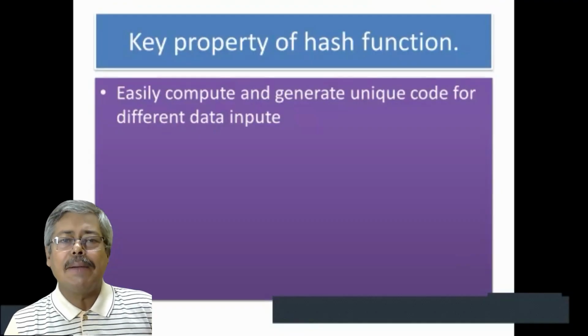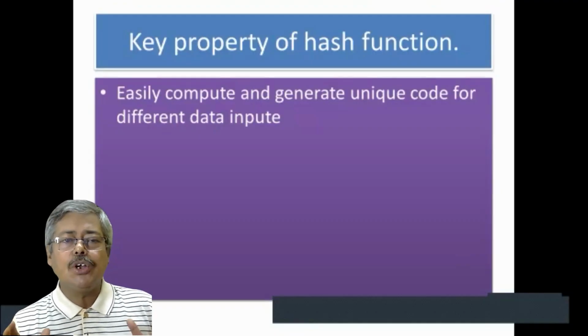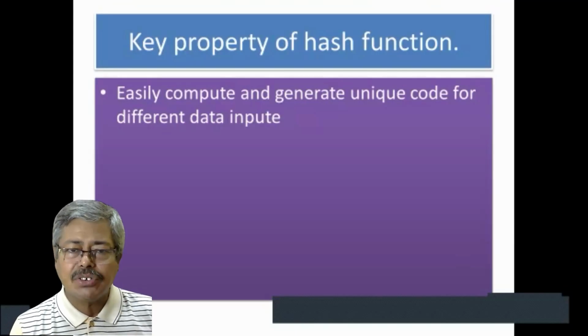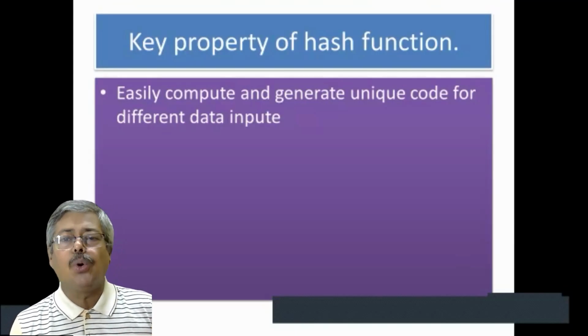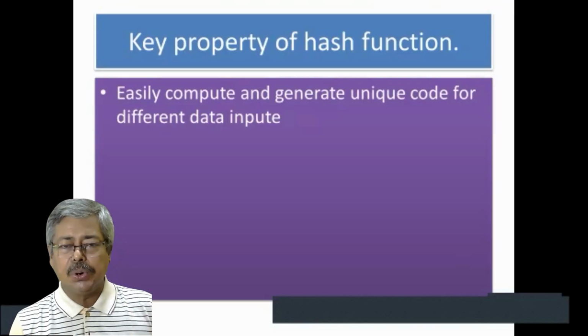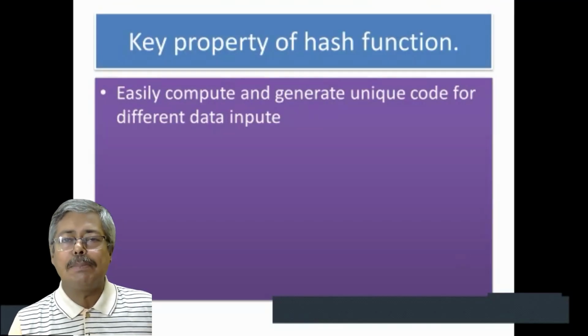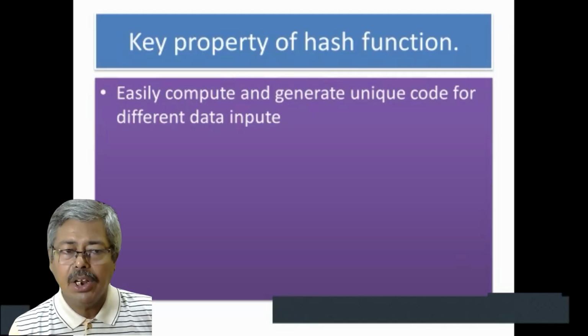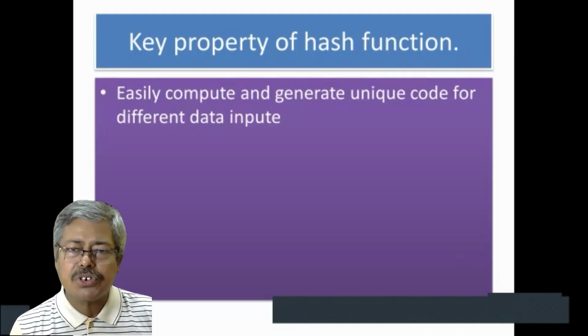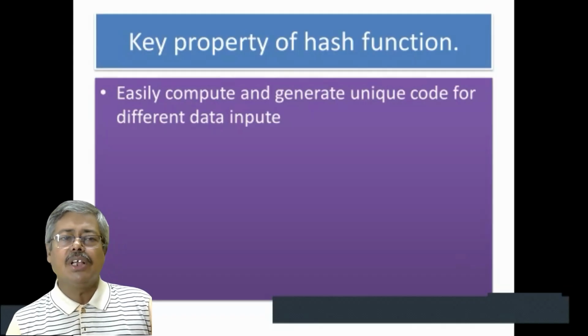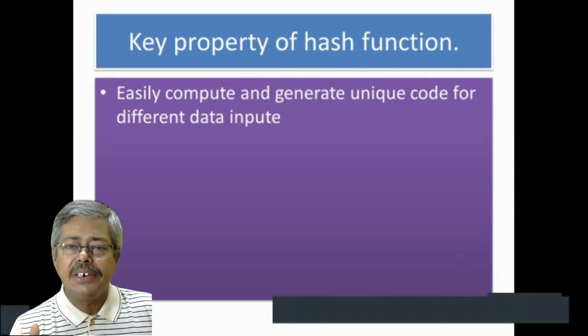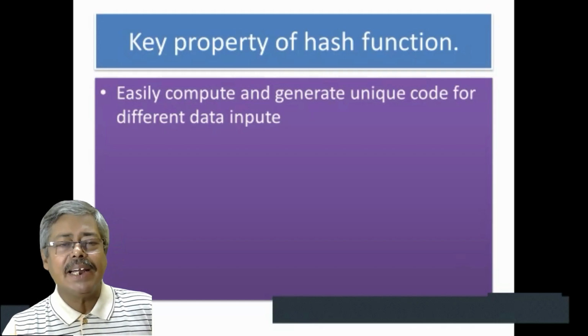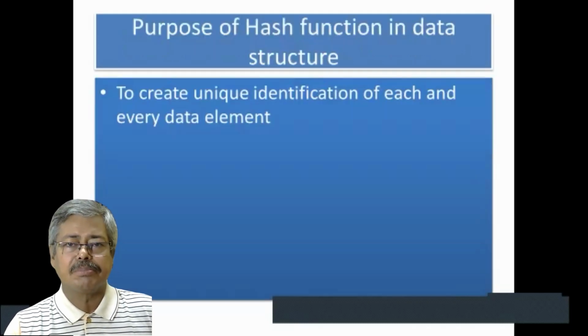So the key property of the hash table function is to easily compute and generate a unique code. The main purpose of the hash table is unique code generation. Two codes of the input values will not be similar. So the first and foremost function of the hash table is to generate the unique code for the different data types.